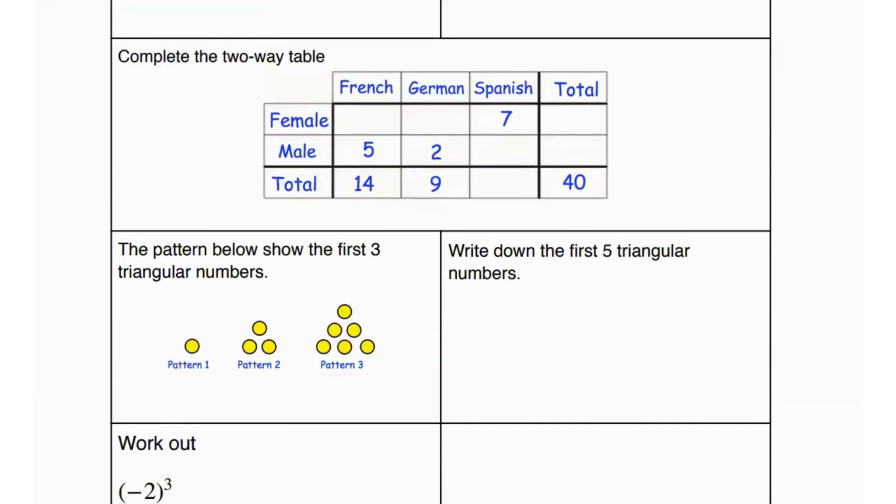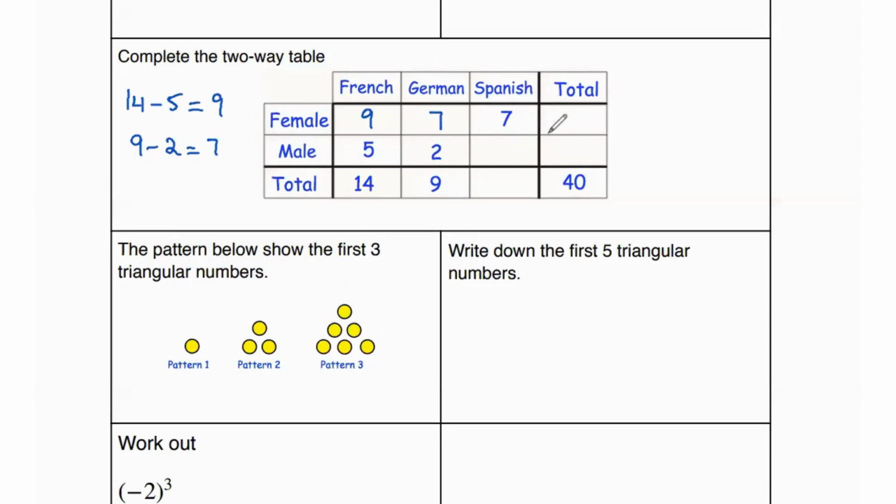Complete the two-way table. They've given us some values and others are missing. As you can see, we have the total number of people who study French, and we have the number of male who study French. So to find the number of female, we do 14 minus 5. It's going to be 9. So 9 females study French. Similarly, we have the total number of people who study German, and we have the number of male who study German. So for female, we do 9 minus 2, which is 7.